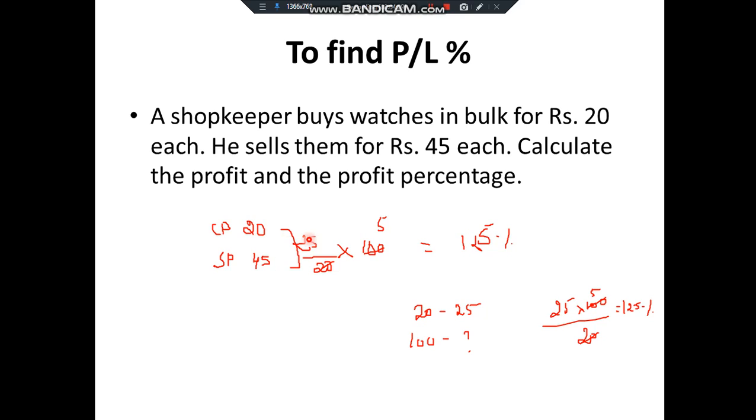So 25 rupees profit for the cost price of 20. So equate 20 is equal to 25. So we want it for 100 is equal to how much? So find the relation and the answer is 125%. Otherwise you can follow the formula method also. But always understand the concept. That is the better thing you can do.